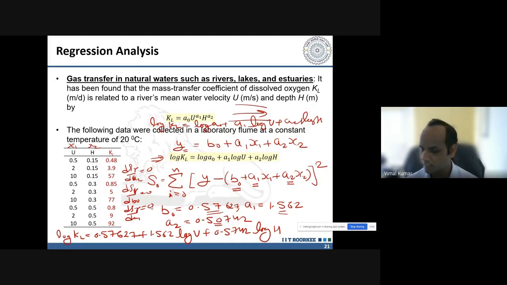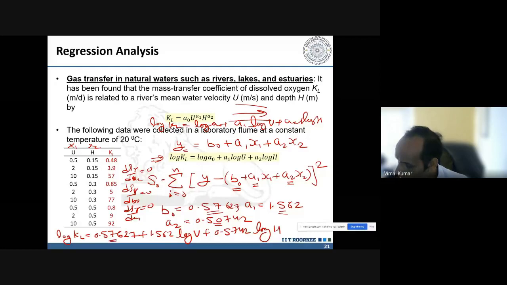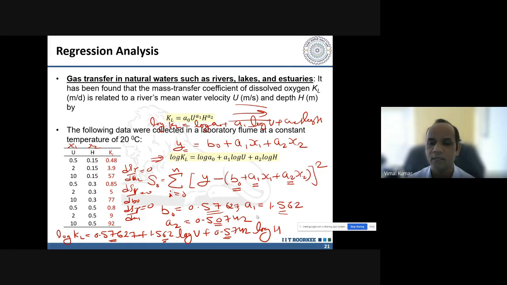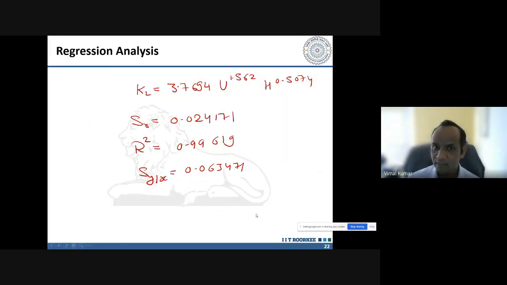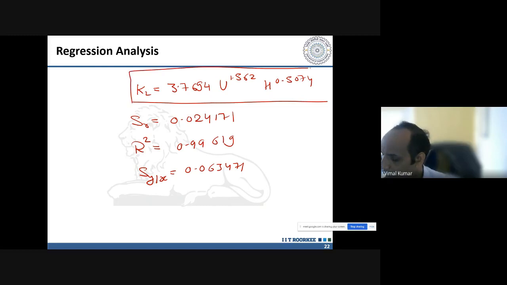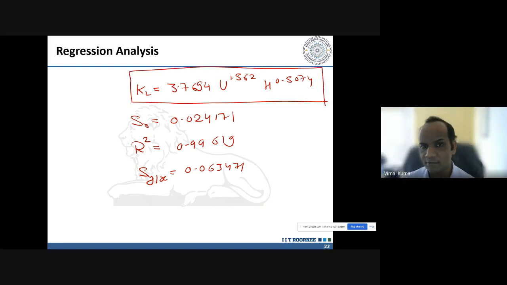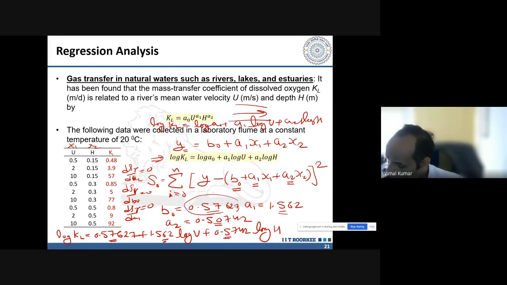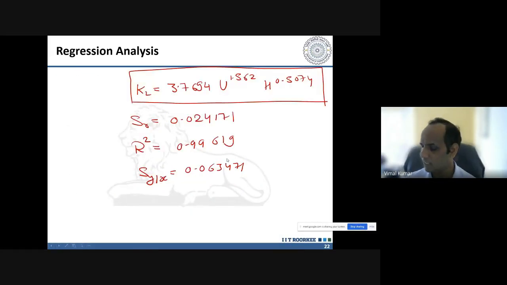Then I am putting them back into this equation. Log KL is equal to b0, which is 0.57627, a1 is 1.562 and a2 is 0.50742. And then taking the anti-log of that whole equation, I obtain the final equation of this form: KL is equal to 3.7694 U to the power 1.562, H to the power 0.5074. Basically, we have taken the anti-log of b0, because b0 is equal to log A0. So taking the anti-log of that, we obtain this expression with the sum of residual square value and R square, which is the important thing.